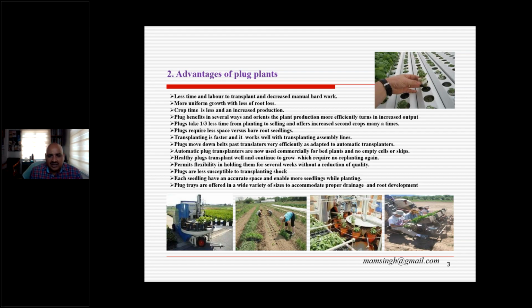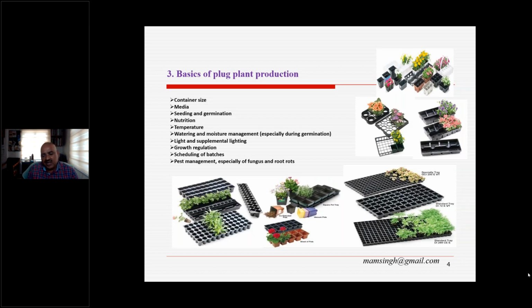And at commercial scale, a large quantity can be produced at a time. The basics of plant production is, if the target is a seedling, they can be produced in different types of pro trays, having different sizes and cavities. The number of seedlings and their stage of planting would decide what kind of container can be used.